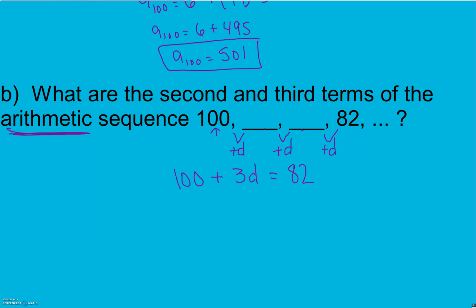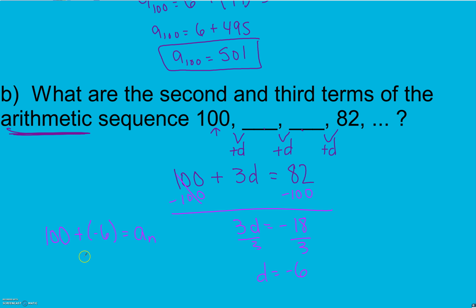So I can solve this to figure out what my d value is going to be. Subtract 100. 3d equals negative 18. Divide by 3. And d is going to equal negative 6. That's not what it's asking for, though. It's asking for what are the next terms. So we're going to use our recursive formula here. We're going to take 100, the term before, plus our common difference, to get our next term.